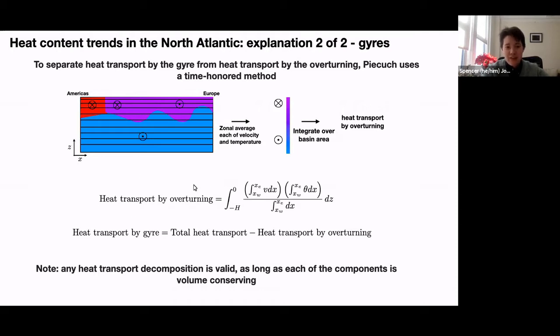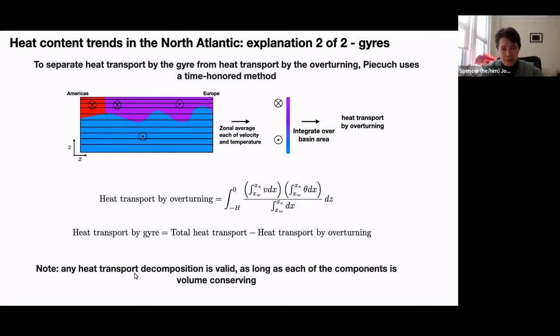And so they find this heat transport by the overturning, and then they say, okay, well, the heat transport by the gyre is basically the total heat transport minus the heat transport by the overturning. They actually do a small offset that's due to some net transport that happens in this region, but I'm not really going to talk about that because it's a small component.